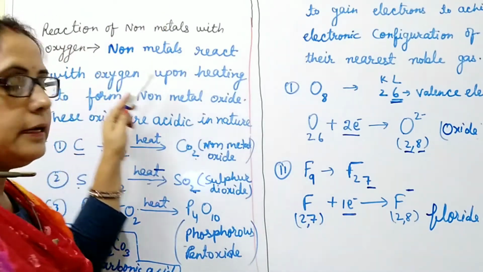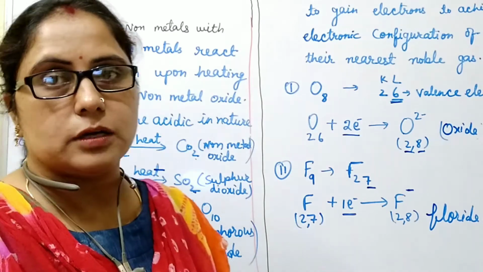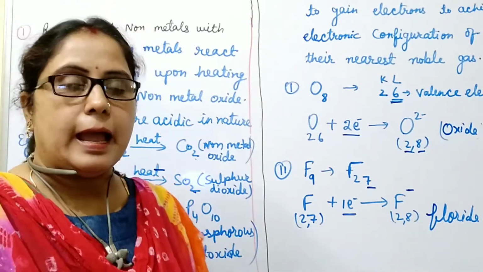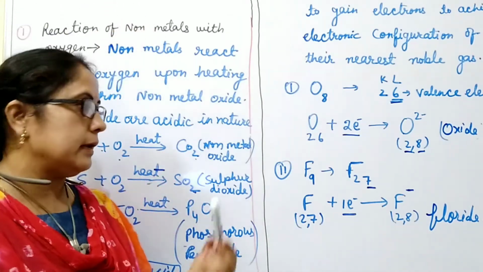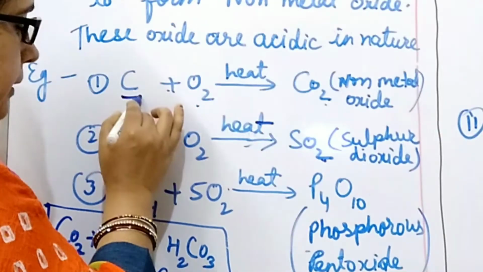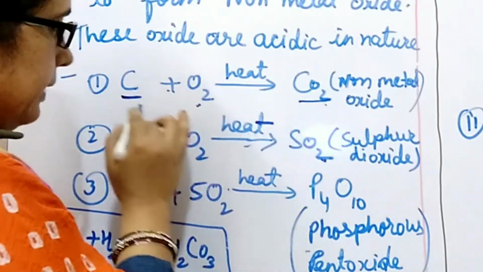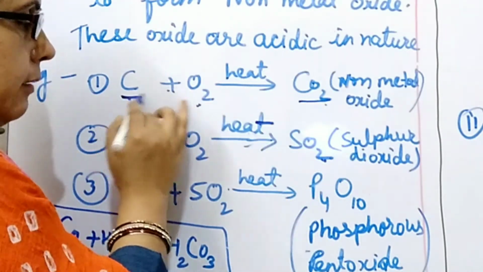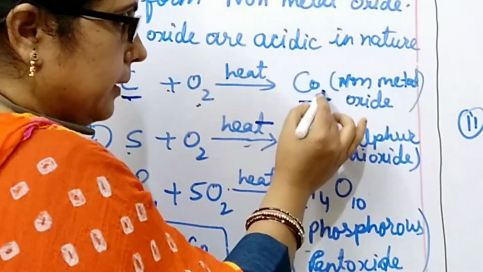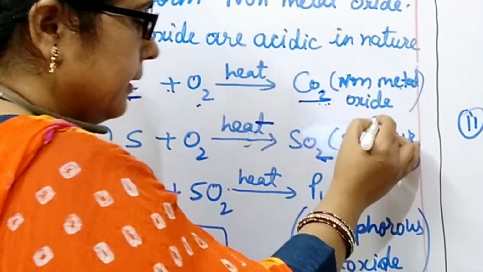Now we will start the chemical properties, reaction of nonmetal with oxygen. When nonmetals react with oxygen, they form nonmetal oxide upon heating. And these nonmetal oxides are acidic in nature. An example is carbon, which burns in oxygen to form carbon dioxide. Carbon is a nonmetal. When it combines to form carbon dioxide, this carbon dioxide is a nonmetal oxide.